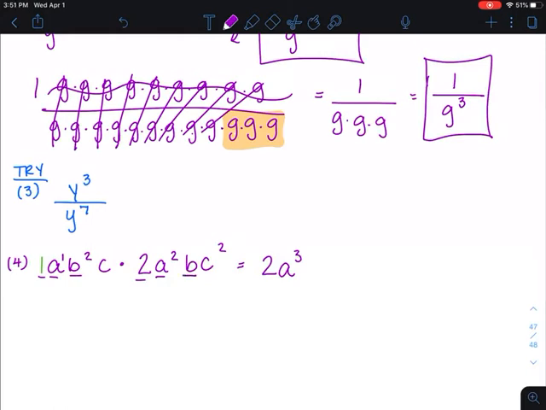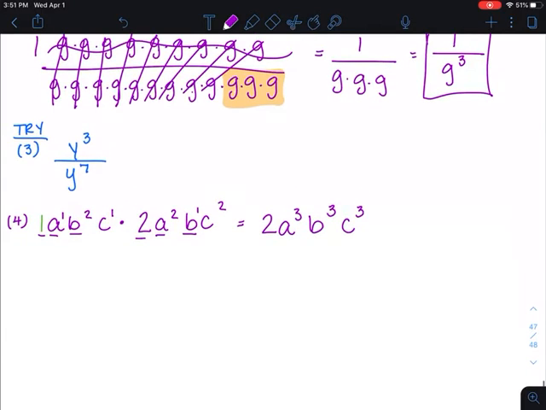B squared times b. This has an imaginary exponent of 1. So 2 plus 1 is also 3. And then c has an imaginary exponent of 1. So c to the 1st power times c squared. So 1 plus 2 is 3. So c cubed. Okay? I want you to try one now.